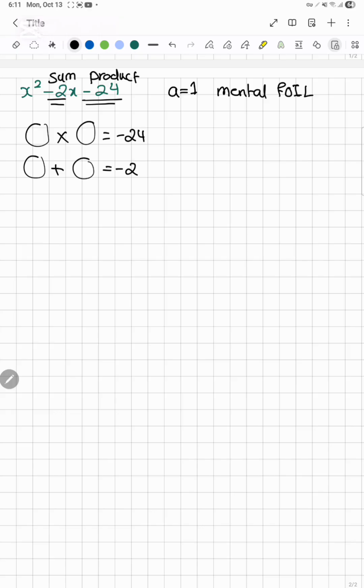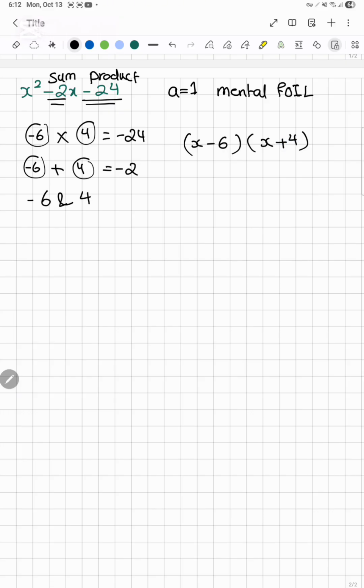Think about it. Yes, exactly. The numbers that I'm looking for are negative 6 and 4. Negative 6 times 4 is going to be negative 24, and negative 6 plus 4 is going to be negative 2. So again, for the answer, I'm going to have two parentheses. I'm going to put the variable inside. The factors were negative 6 and positive 4. So once it's going to be negative 6 and once it's going to be positive 4.